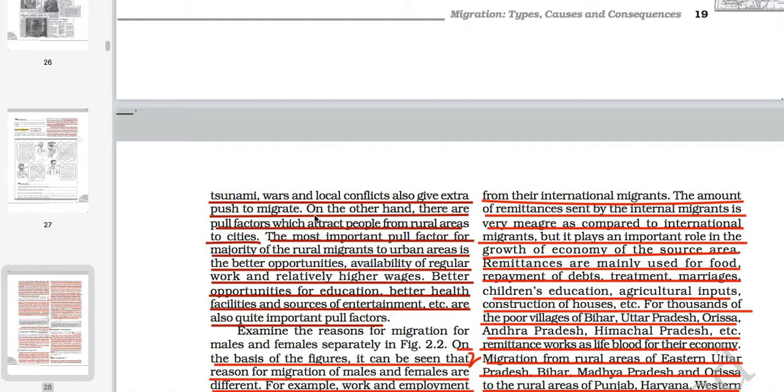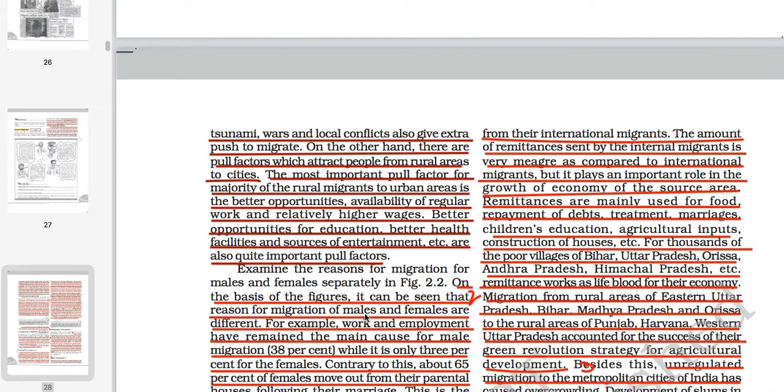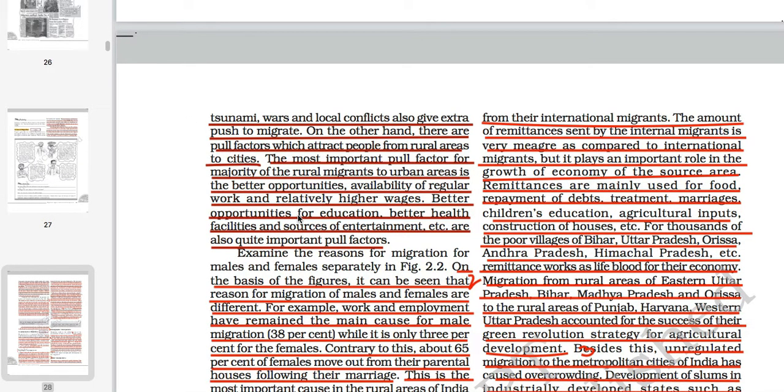On the other hand, pull factors attract people from rural areas to the cities. The most important pull factor for the majority of rural migrants to urban areas is that they get the best opportunities, regular jobs and work, and good wages, then better education, better health facilities, and a number of sources of entertainment in urban areas. These are the important pull factors which attract the migrants. This question, pull factor or push factor, comes under 3 marks.